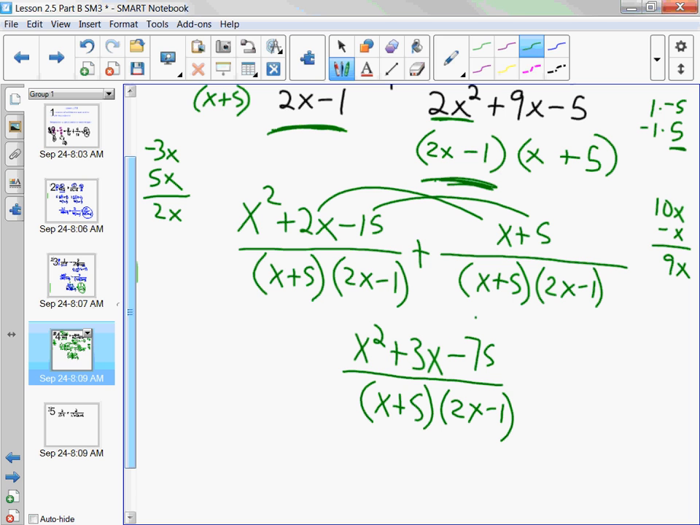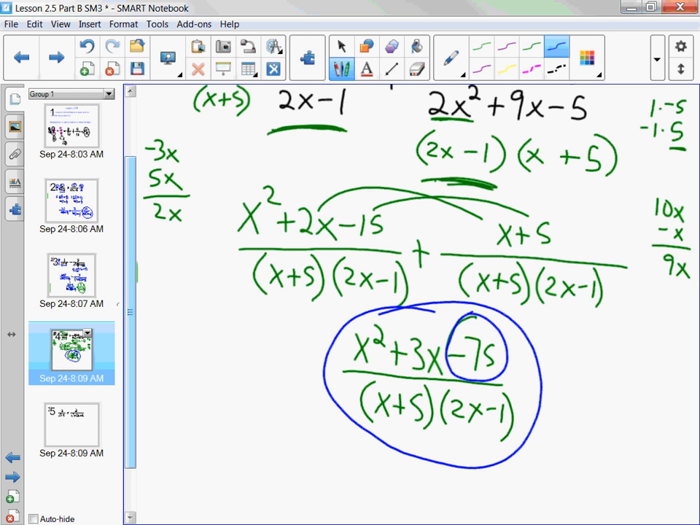And we probably need to see if the top, x squared plus 3x minus 75, factors. Are there two numbers we can multiply together to get negative 75, so that when we add them together, we get 3? I don't think there is. I think 5 times 15 is 75, and that does not have a difference of 3. And 3 times 25 is 75. And so I think that's it. I think this is simplified right there. That is the answer.